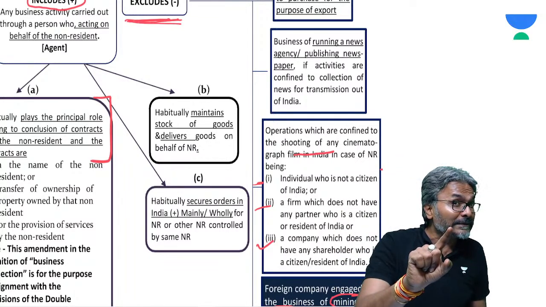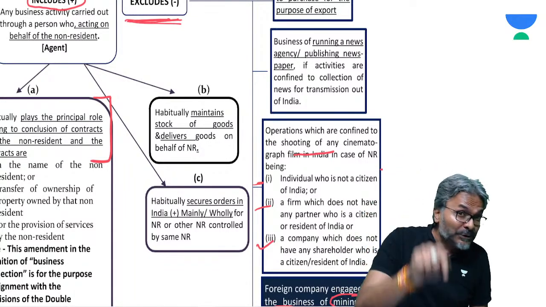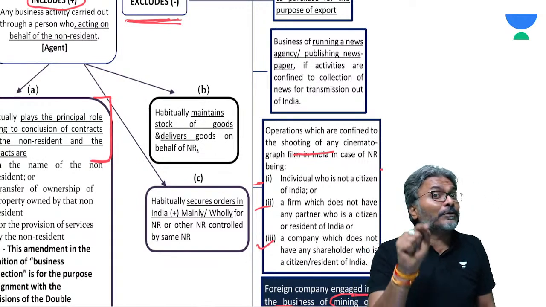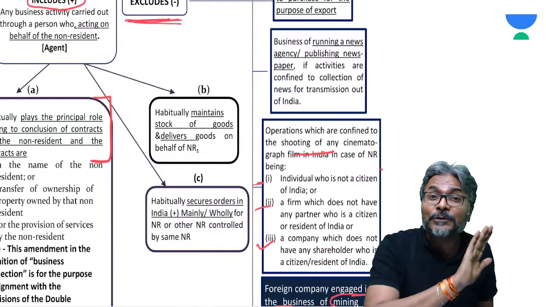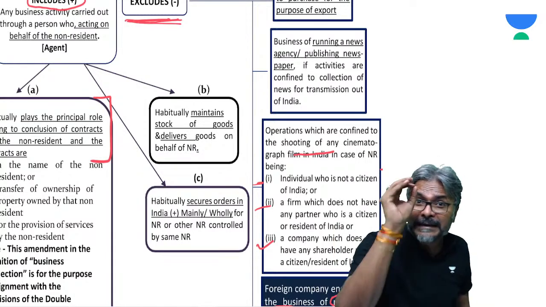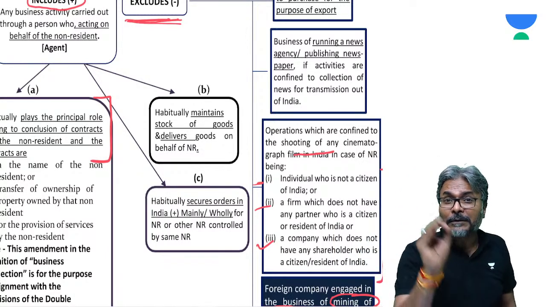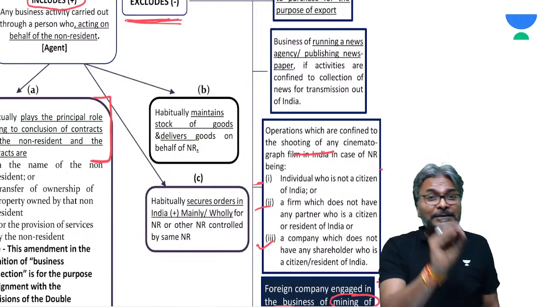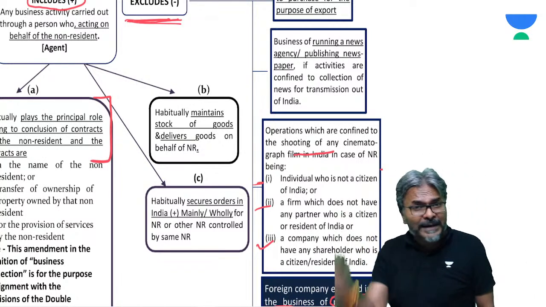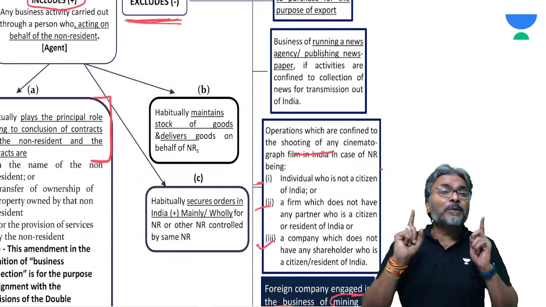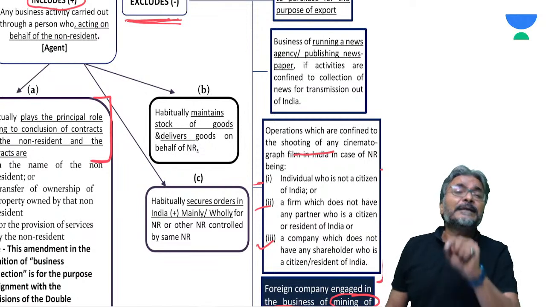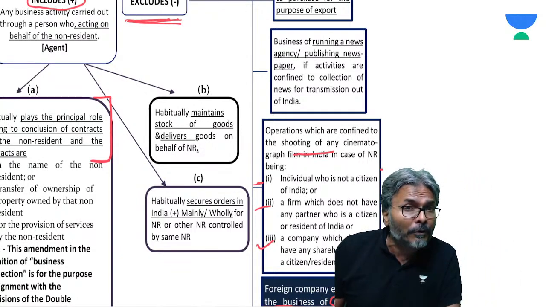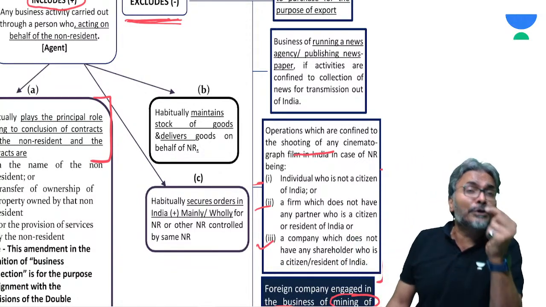Be careful, students. Here, the actual conclusion of the contract by the agent in India has no relevance. Repeat with me: the actual conclusion of the contract by the agent has no relevance. What is required to be seen is whether the agent is playing a principal role which leads to the conclusion of the contract.